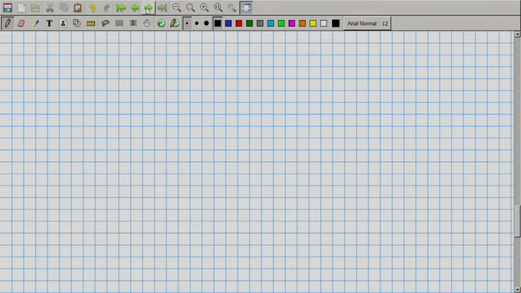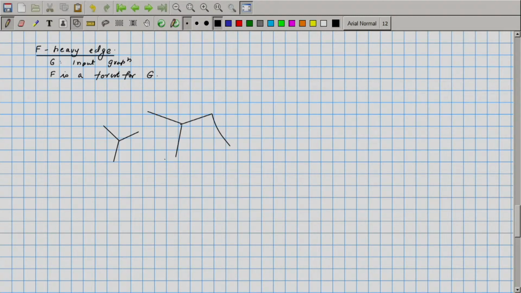So, let me first provide you with the definition of F-heavy edges. Okay. So, F-heavy edge means it is with respect to the particular forest F. So, F is a forest, and let us say our initial graph was G, and F is a forest for G. Okay, it need not be a minimal spanning forest, just some collection of edges. Now, let us say the forest edges will be colored in black, and the non-forest edges, let us say they are colored using a different color.